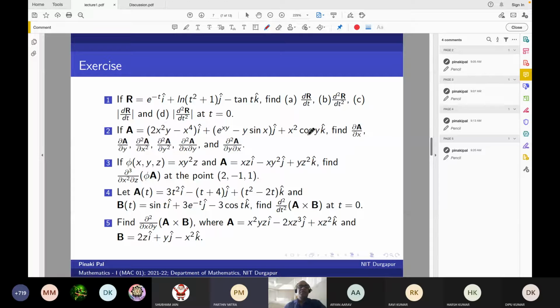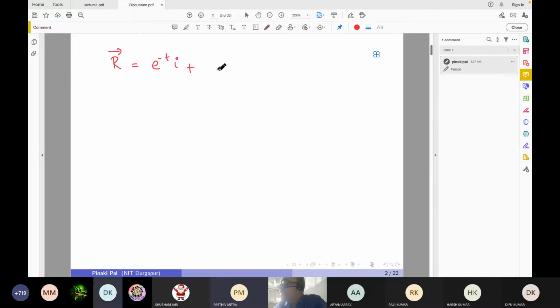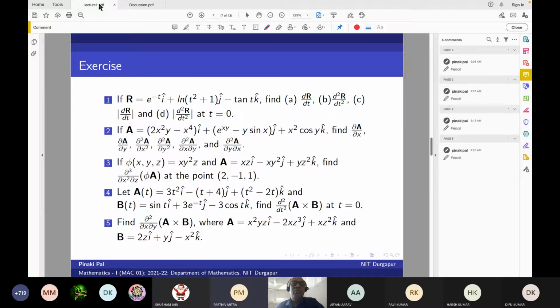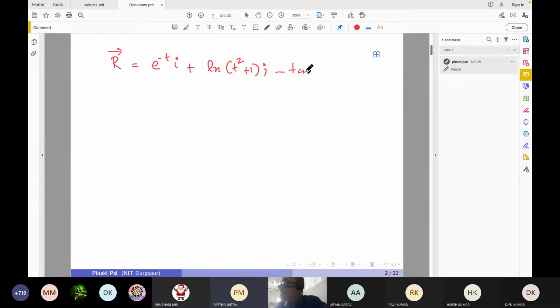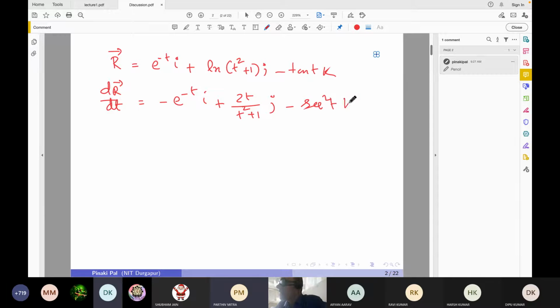R is e to the power minus ti plus ln t square plus 1 j, and what is the third component? The third component is minus tan t k. So then dr dt is very simple: e to the power minus t into minus ti plus 2t upon t square plus 1 j minus sec square t k.